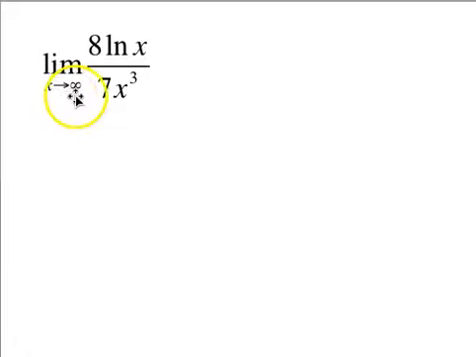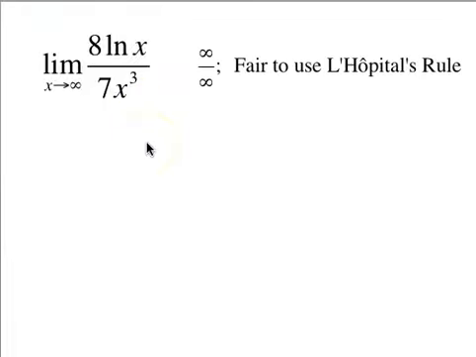If x is a very large number, a million, a billion, a trillion, the natural log of a very large number will get increasingly large, but very, very slowly. Whereas if x is a million, x cubed is a ridiculously large number, times 7 is a ridiculously large number. But the reality is, both numerator and denominator go to infinity. So we have an infinity over infinity case. Both numerator and denominator get increasingly large, therefore it's fair to use L'Hopital's rule.